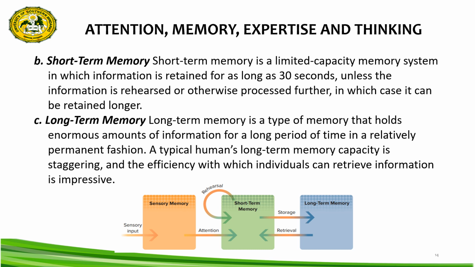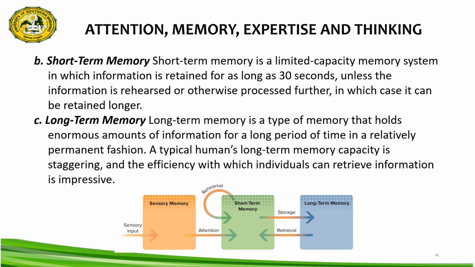Leading now to our third type of memory, we have our long-term memory, which is a type of memory that holds enormous amounts of information from a long period of time in a relatively permanent fashion. A typical human's long-term memory capacity is staggering, and the efficiency with which individuals can retrieve information is impressive.